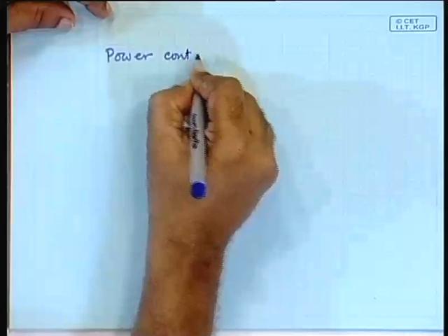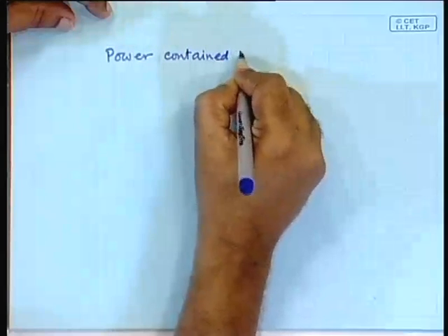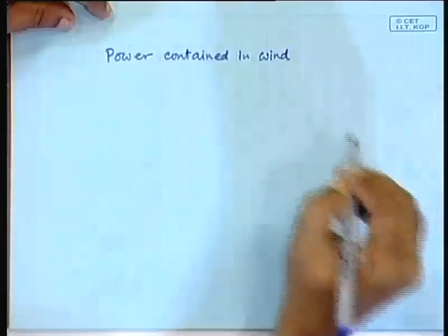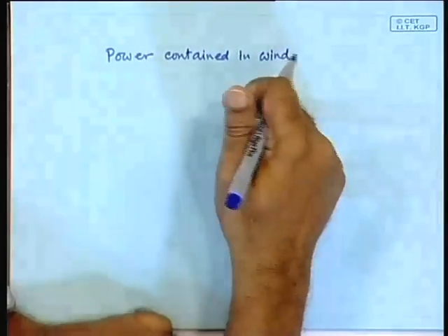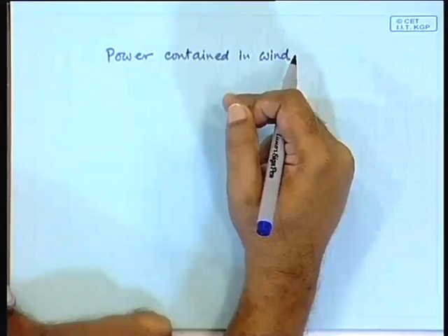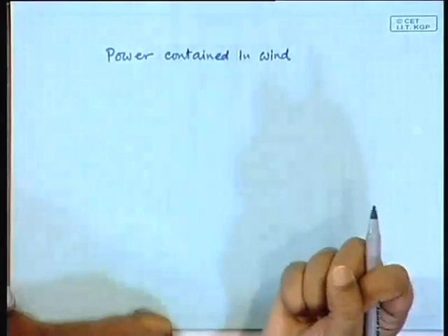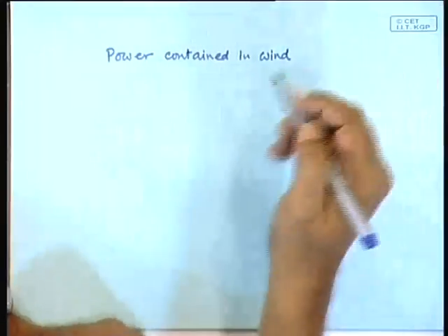So, okay, before we come to that, I think we should talk about how much energy is contained in wind. How much power is contained in wind? After all, the power is in the kinetic energy of the wind, so half m v square. So, power contained in the wind. We need to talk about this because we are essentially talking about how much of that power can we really extract. So, we need to understand how much is there.